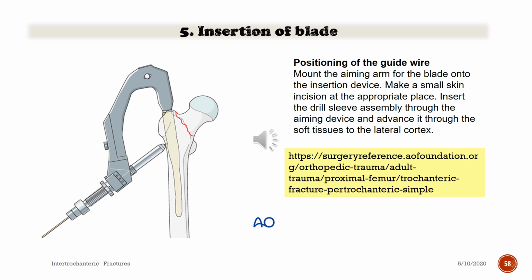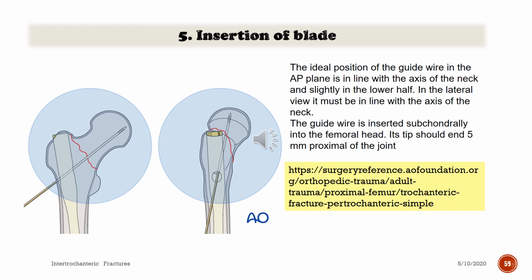The ideal position of the guide wire in the AP plane is lying with the axis of the neck and slightly in the lower half. In the lateral view, it must be in line with the axis of the neck. The guide wire is inserted subchondrally into the femoral head. It should end 5 mm proximal to the joint.